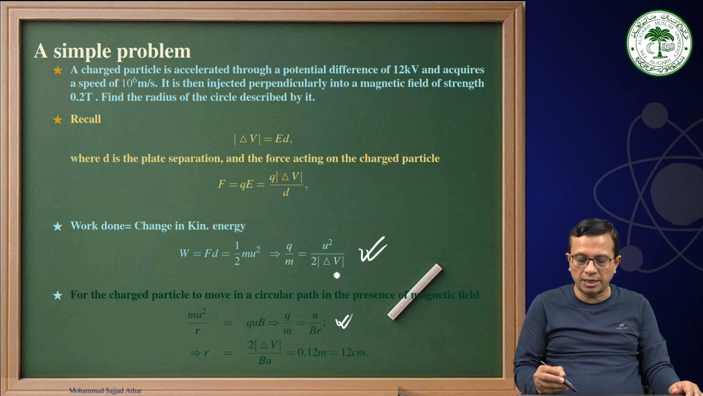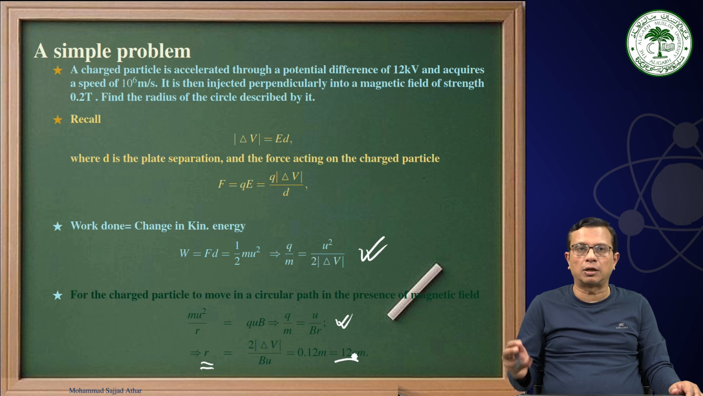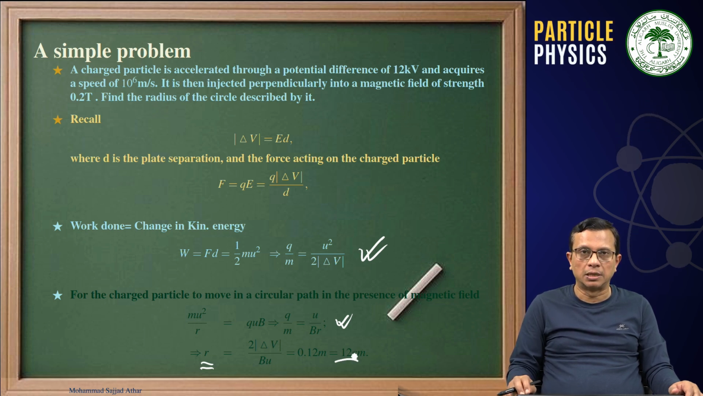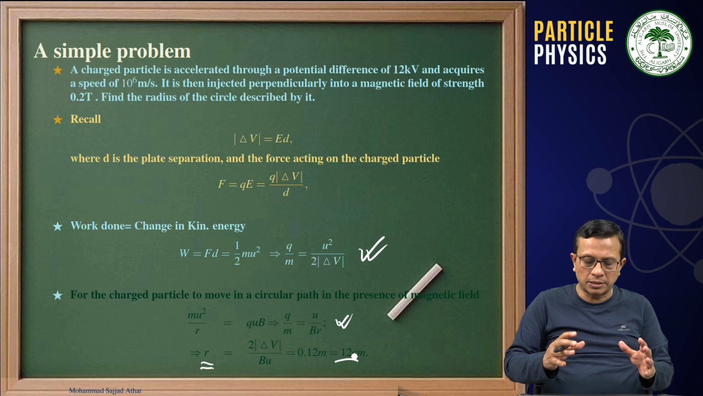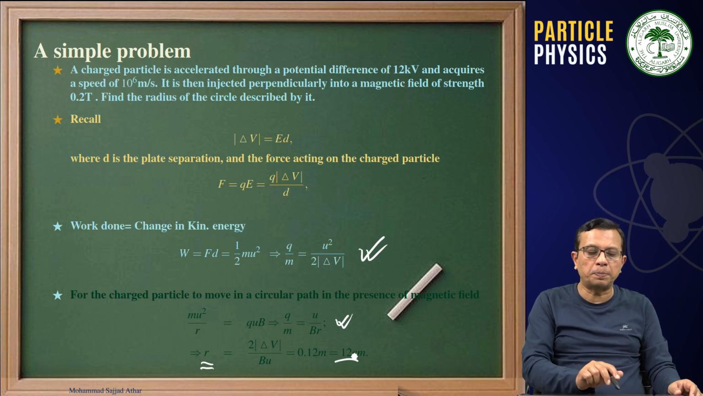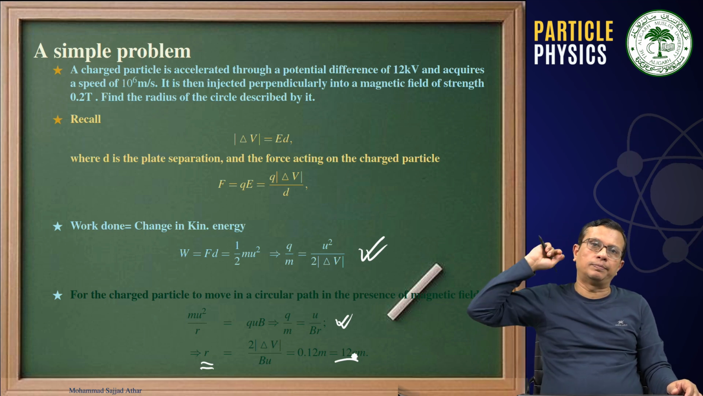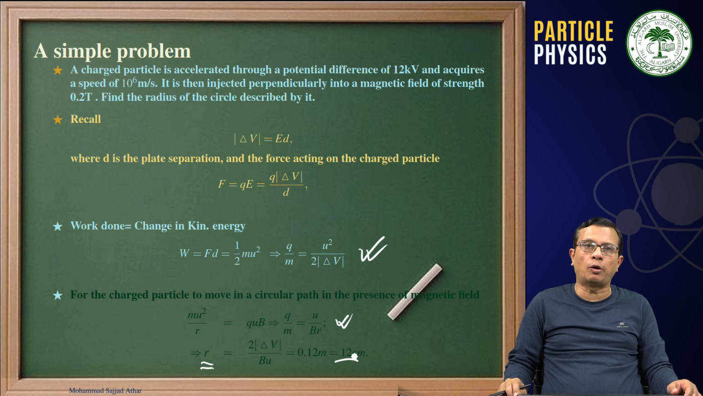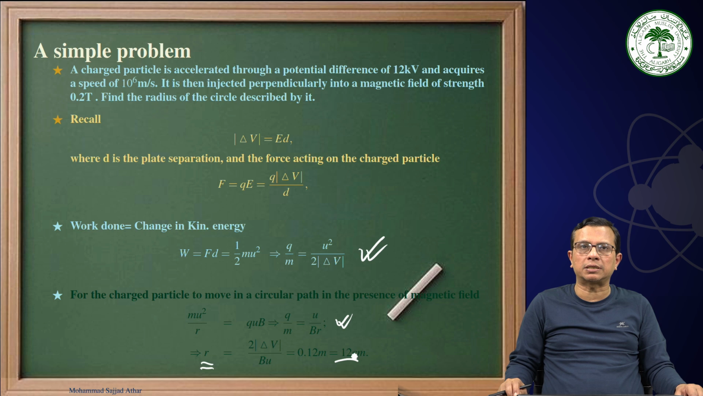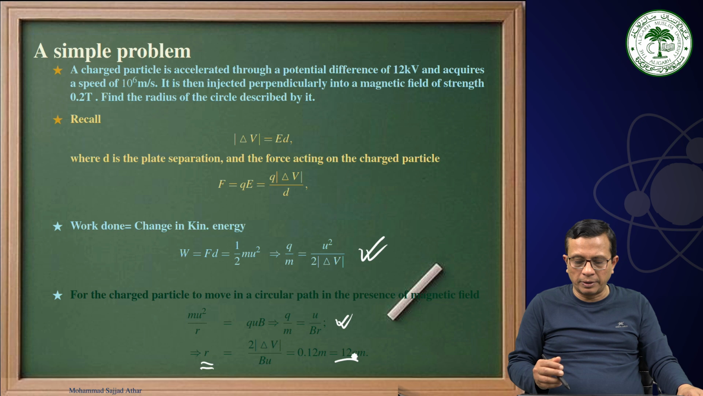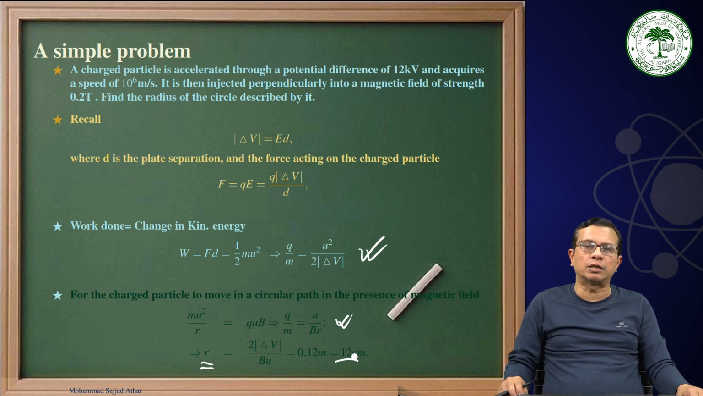Then we compare these two: U square by twice delta V is equal to U by BR. We evaluate the radius of the circular path, and this will turn out to be about 12 centimeters. Therefore, the important point is that if you have a high speed, or a collider machine of 27 kilometers circumference, or 10 kilometers circumference, with the same magnetic field and electric field, you can see what will be the radius of the path.